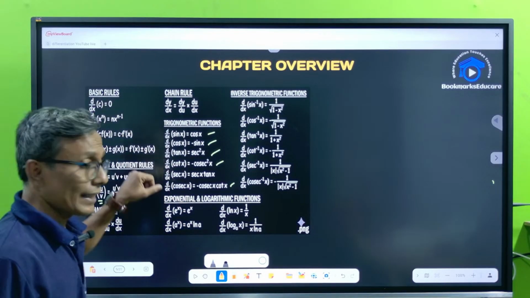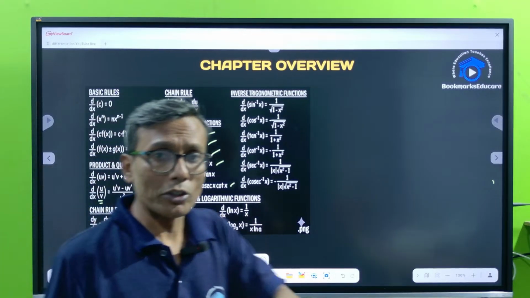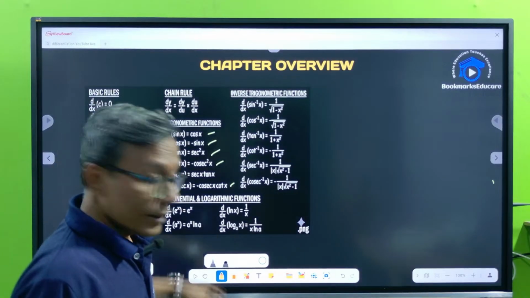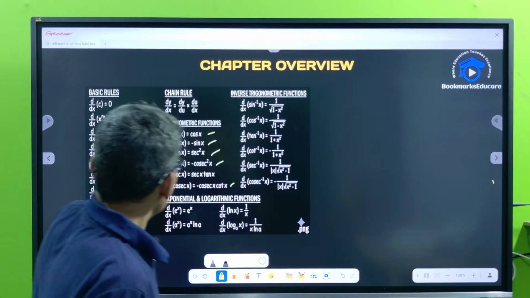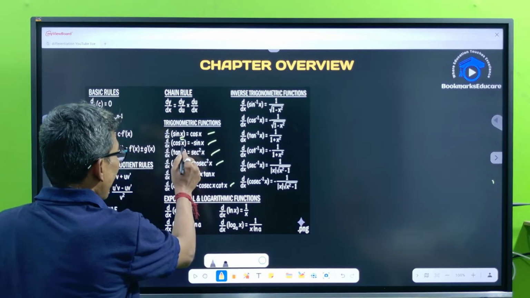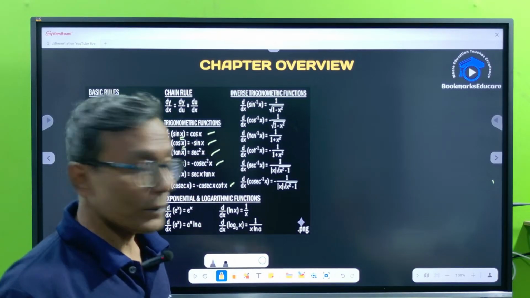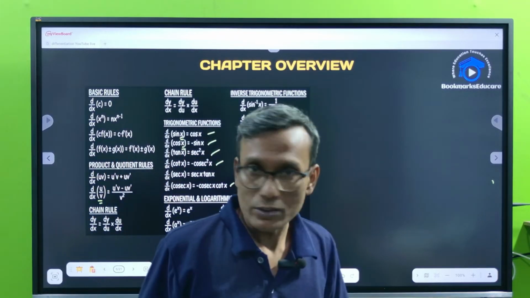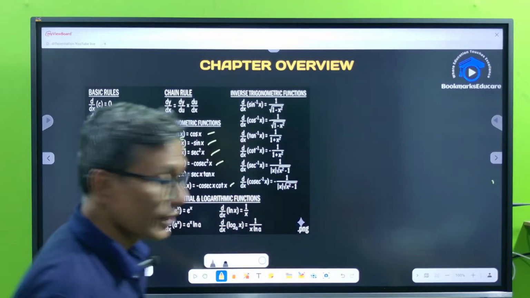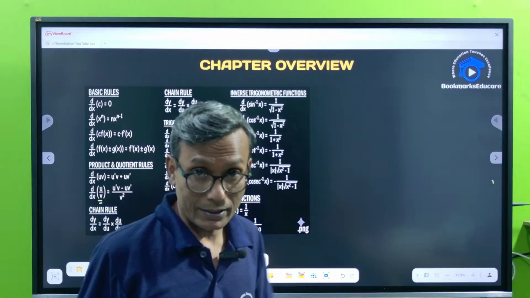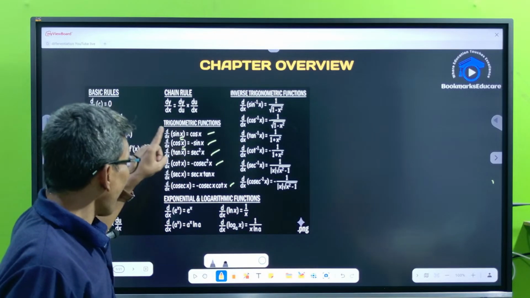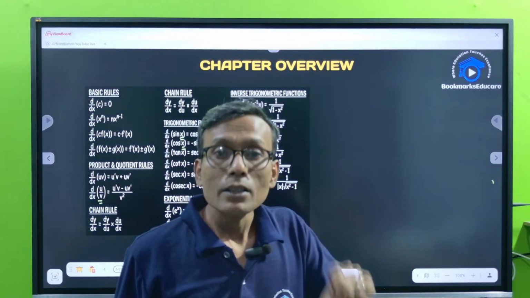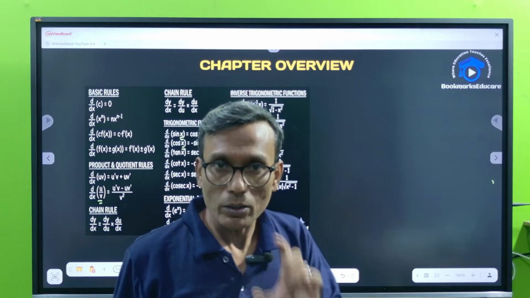Again, I am telling something. In case of sin x, cos x, tan x, that means the trigonometric functions whose derivatives we have found here, the angle is always being measured in radians, not in degrees. This you have to keep in your mind. Here angles are measured in radians, not in degrees.